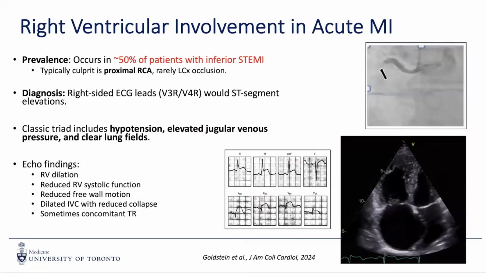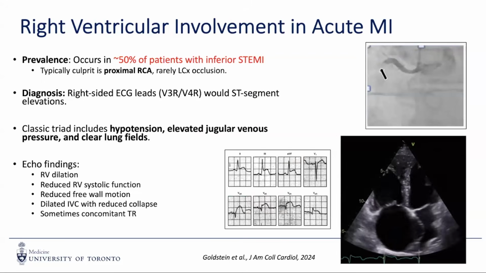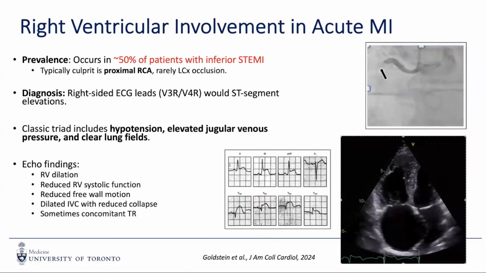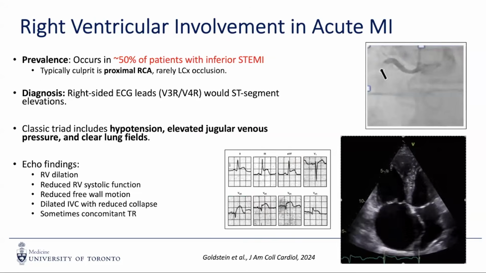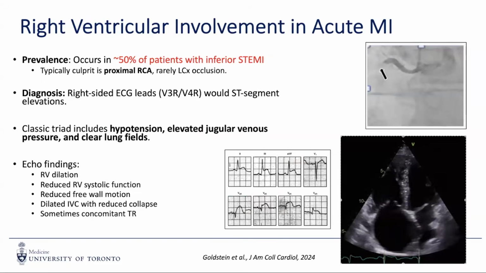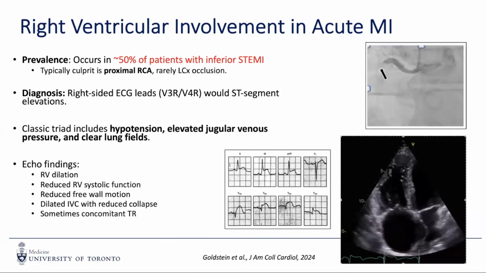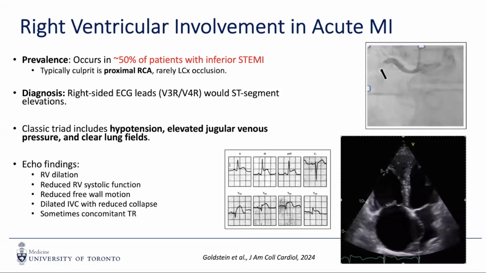Next up, we have RV infarcts. Those are also quite common. In contrast to LV infarcts in acute MI, this is more common with inferior STEMIs, where the culprit in cases of RV infarcts is usually the proximal RCA, but can rarely be the left circumflex, especially in left dominant circulations. In cases of RV infarcts, the best diagnosis would be through ECGs, a right-sided ECG. The reason this is important to pick up early on is because those patients are usually hypotensive and very fluid responsive, as we know.